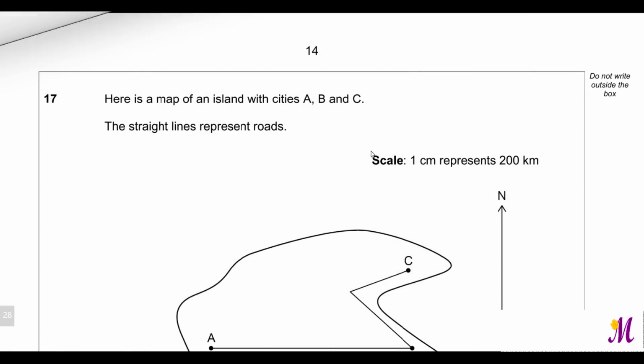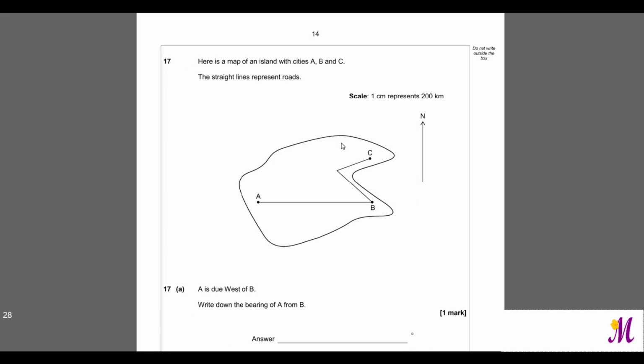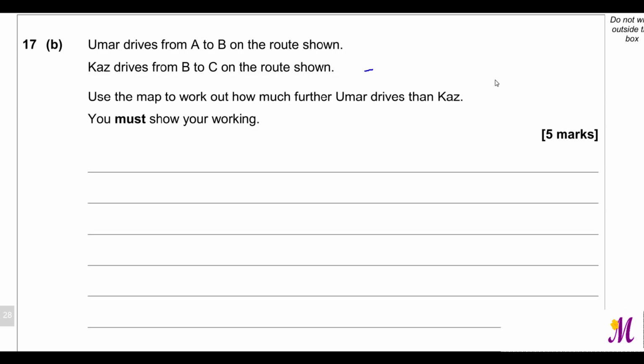Okay, let's move on. Question 17. Here is a map of an island with cities A, B, and C. The straight lines represent the roads, straight line A, B, and then to C here. A is due west of B. As we can see, A is here and B is here, so A is due west of B. Write down the bearing of A from B. We can make a line towards the north, like this, and then let's see the angle from that line to this line, from B going to A. This angle must be 3/4 of the whole circle, so it's 3/4 of 360. So it is 270 degrees. So 270.